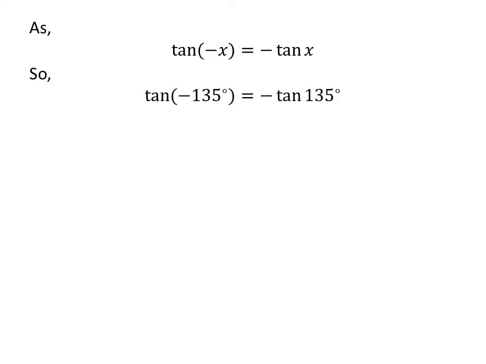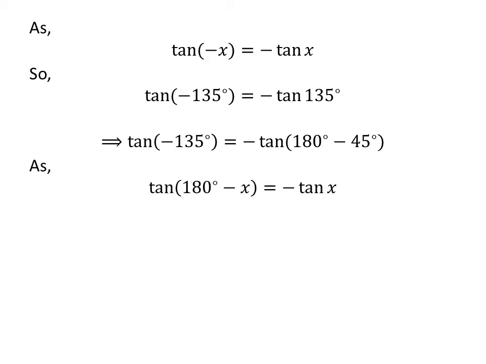Let us apply the above identity for tangent of minus 135 degree. Here x is 135 degree. So tangent of minus 135 degree is equal to minus tangent of 135 degree. As 135 degree is equal to 180 degree minus 45 degree, so tangent of minus 135 degree is equal to minus tangent of 180 degree minus 45 degree.